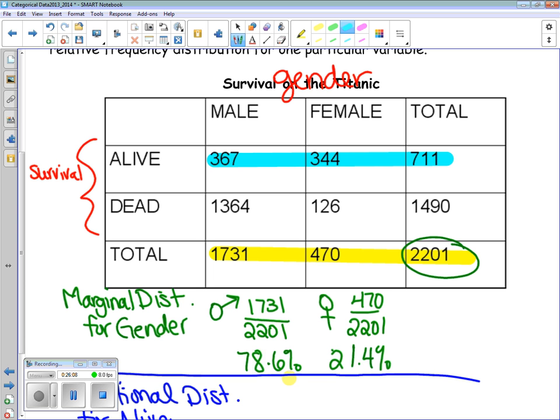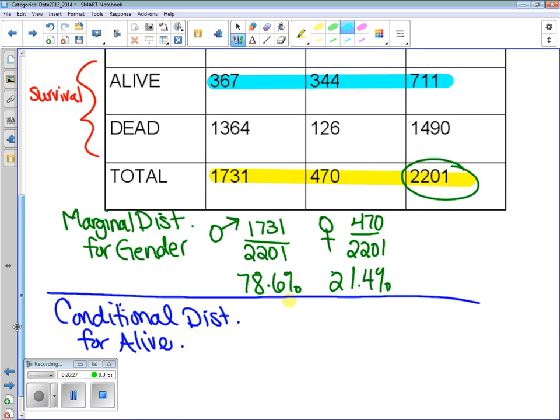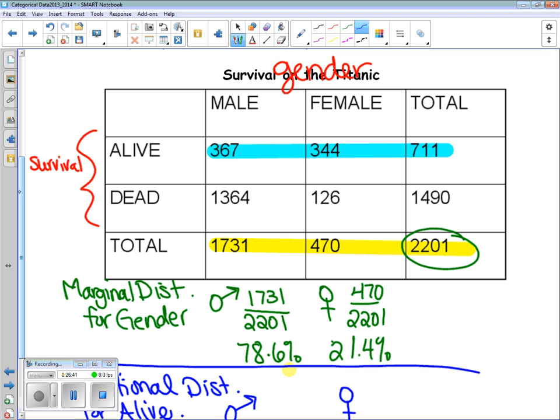Right? So the conditional distribution for the alive people means that you're going to divide by that total rather than divide by the total total. That's why I call it the total total, because it's this number, it's the total of the totals. Let's keep going. Okay? What numbers am I going to be using? I'm still going to be talking about those who are alive. We have males that are alive, and we have females that are alive. Do you agree? Yes.